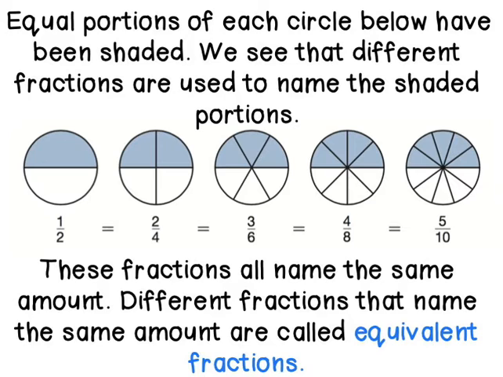Now today, we're going to be finding equivalent fractions. Now if you notice the pictures below, equal portions of each circle have been shaded. We can see that different fractions have been used to name the shaded portions. Here we have 1/2, 2/4, 3/6, 4/8, and 5/10. Now even though they have different numbers, they all name the same exact amount. The only thing that's different is the numbers that were used. All of these are equal, and all of these are equal. So different fractions that have the same amount with different numbers are called equivalent fractions.